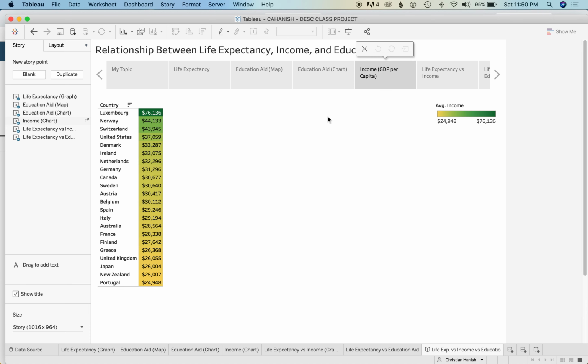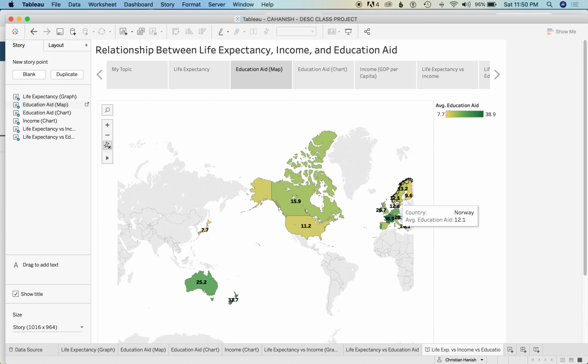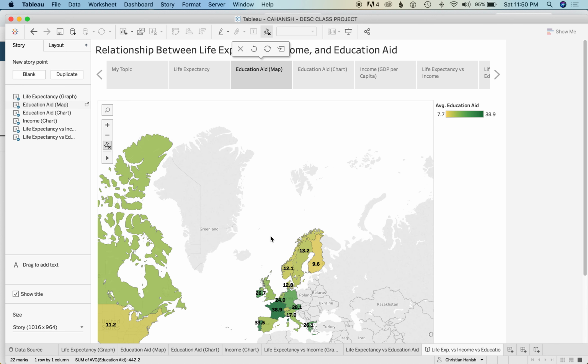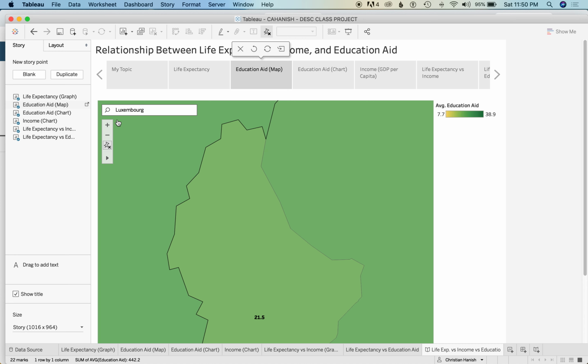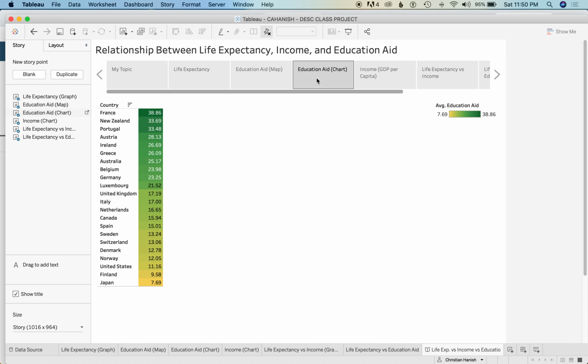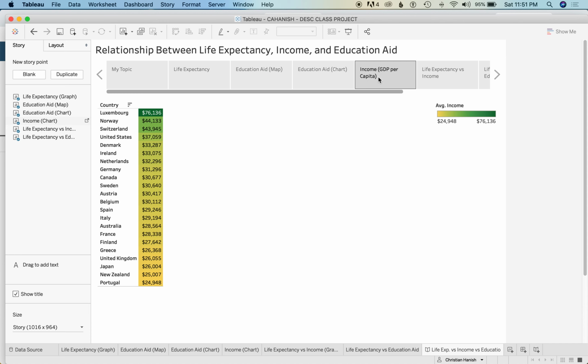Next, we're going to take a look at income. So this is GDP per capita of these countries' citizens. As you can see, Luxembourg is at the top here. If we go back to our map and we find Luxembourg, you can actually search and find that Luxembourg is 21.5. So that's kind of in the middle there. So there doesn't seem to be a very strong correlation between income and education aid either. So let's take a further look.